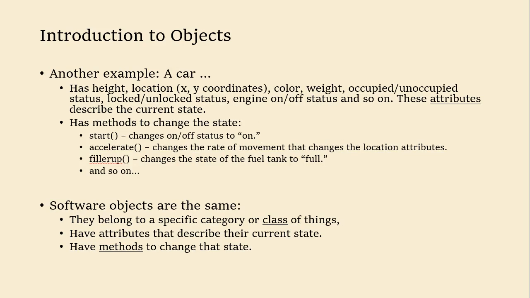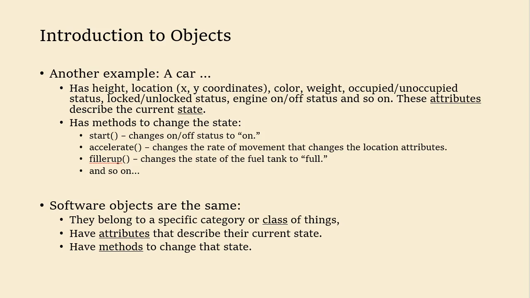Another example, a car. It has everything all these other things have, right? Height, location, color, weight, locked or unlocked, the engine's on or off, the gas tank is somewhere between full and empty. That's the current state. And you can change the state, right? You can unlock your car. You can start your car. You can go from park to drive. You can change the state of the fuel tank by driving. It gets lower, and then when you fill up the tank, it gets higher or fuller.